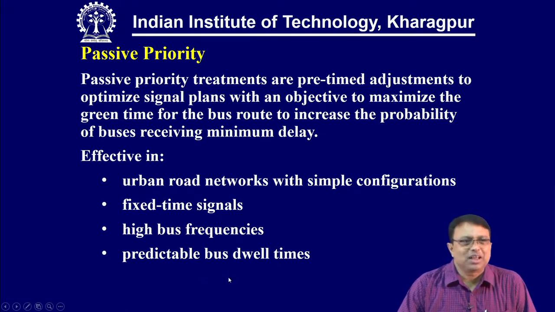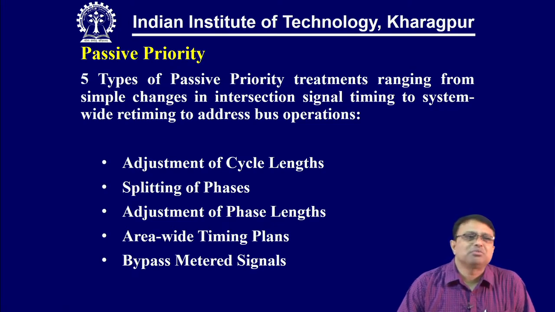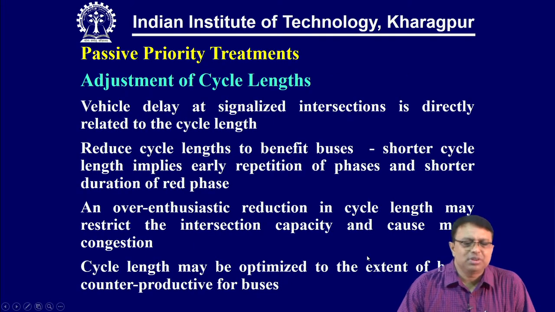You know what is the dwell time? So, if there is too much dwell time variability, then also it becomes an issue, but otherwise generally under such conditions you can use it. Now, passive priority again can be categorized into five groups. You can adjust the cycle length, overall cycle length adjustment we are saying, you know what cycle length is in the signal context, or you can influence the splitting of phases, you can do some adjustment of phase length, you can do area wide timing plan or bypass metered signal. Very briefly I will touch upon this.